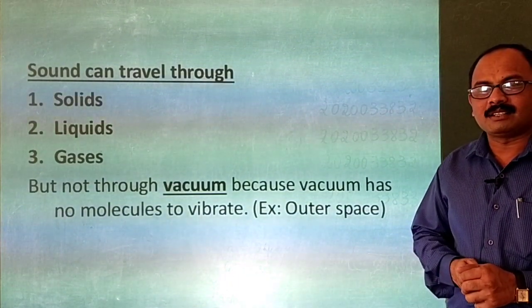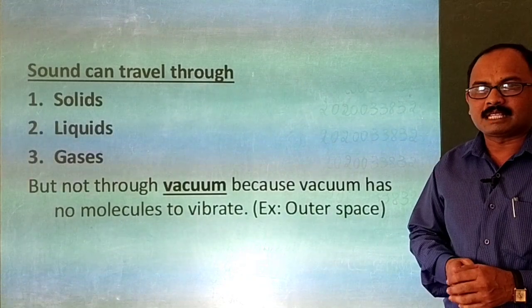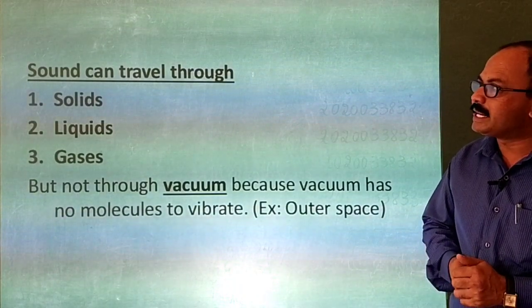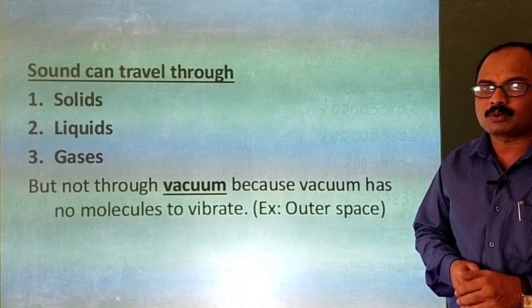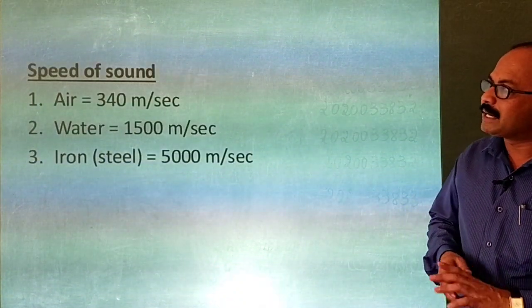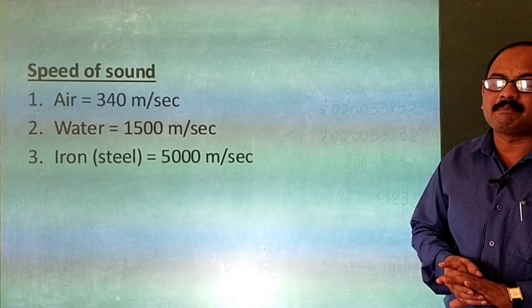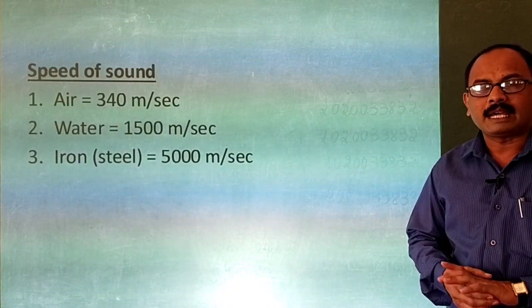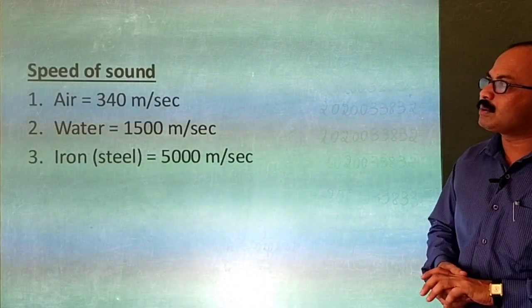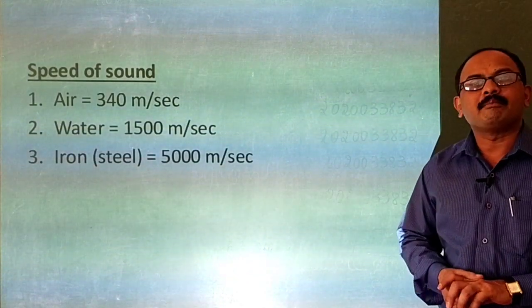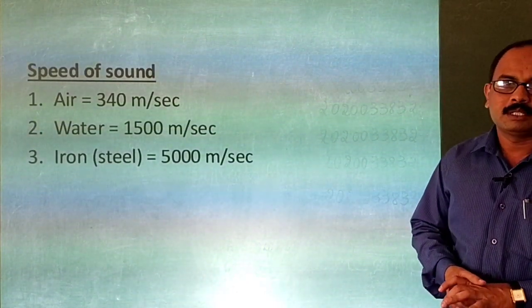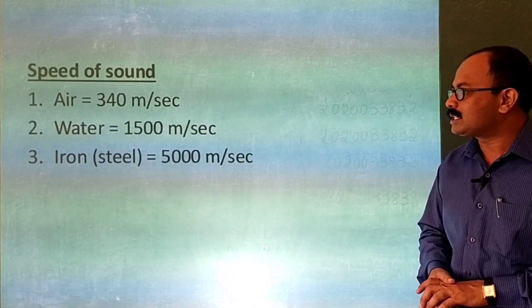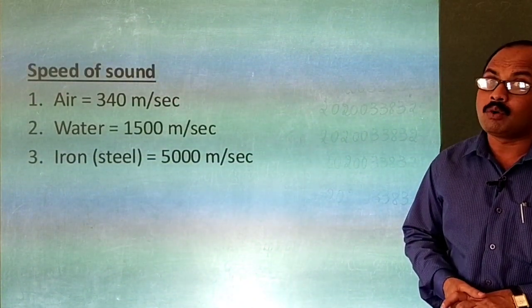The next question is, children, in which medium is the speed of sound more? The question is to you. In which medium can the speed of sound be more? Speed of sound is maximum in solids, children, minimum in air, zero in vacuum. So the speed of sound in air is about 340 meters per second, in water about 1500 meters per second, and even in solids it's about 5000 meters per second or even more.